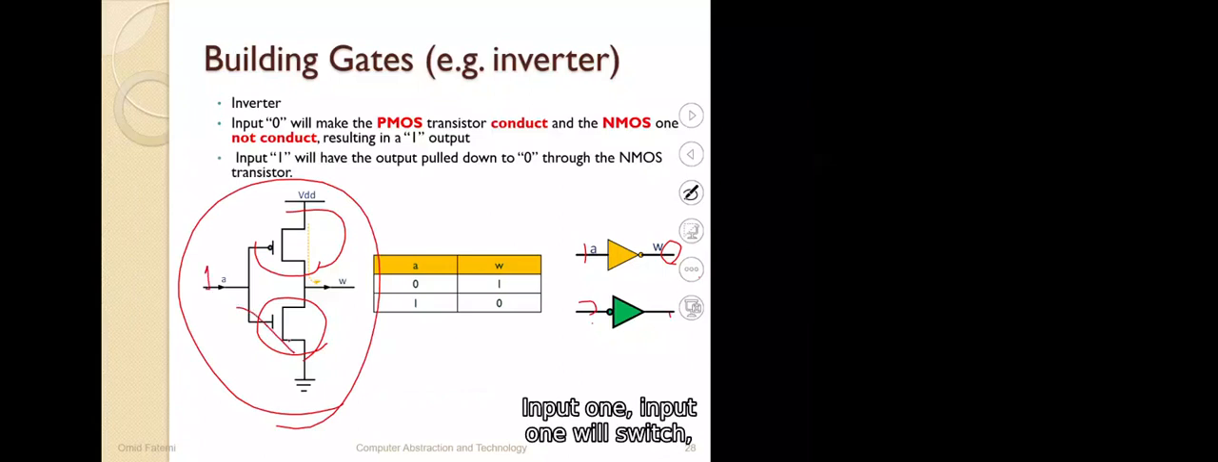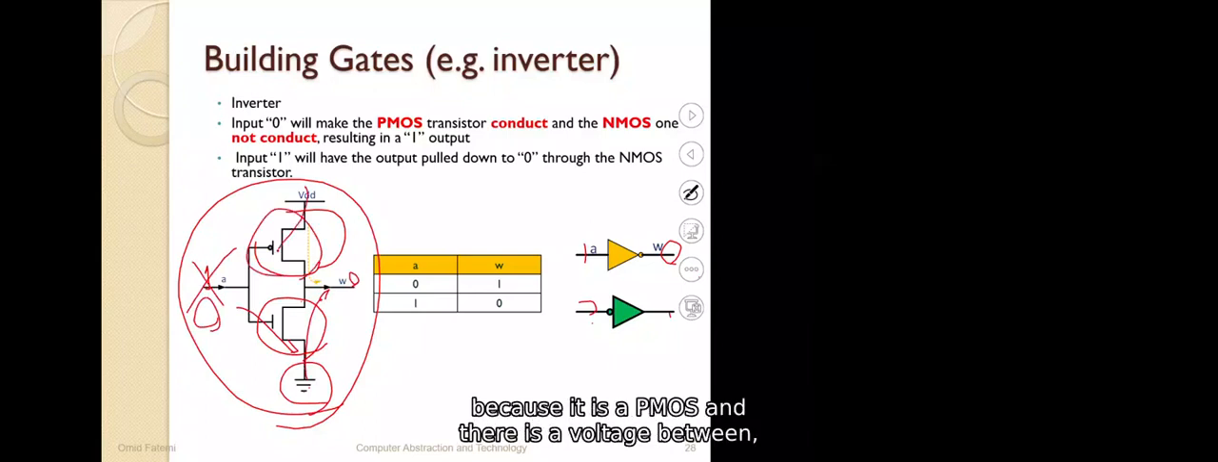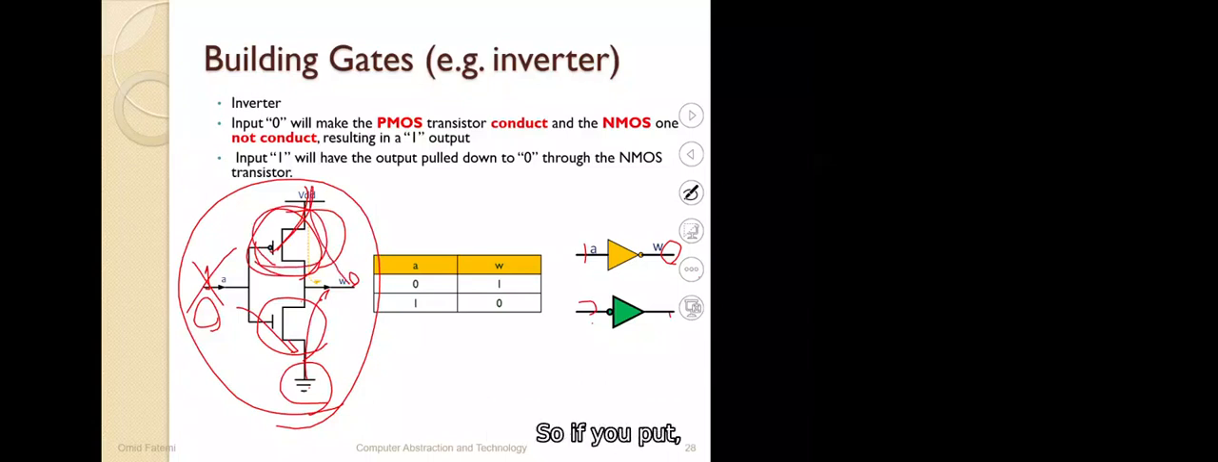Input one will turn this transistor on. So if this transistor is on, then the ground would be connected here and it will be zero. And input zero will make this transistor on because it is a PMOS and there is a voltage between source and gate. So this will be on, and VDD is connected here and will be one. So if you put one, you get zero. If you put zero, you get one. This is a basic inverter with this equation.